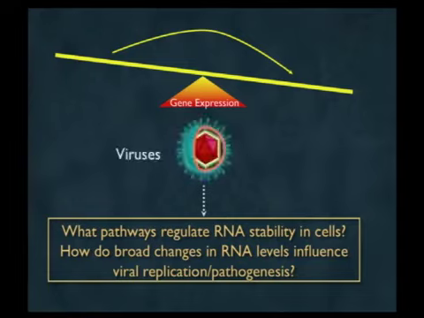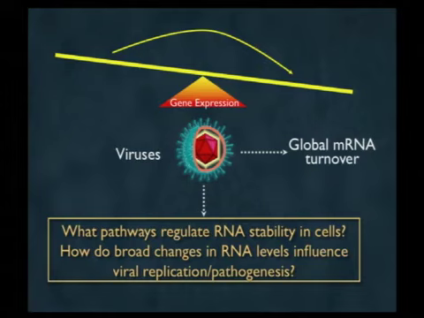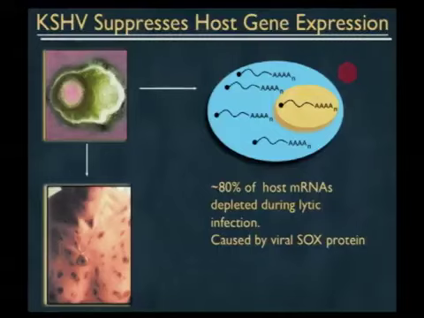And so to approach these questions, we study how viruses interface with these pathways, in particular, those viruses that can promote a widespread messenger RNA turnover phenotype in cells. Our primary model systems are gamma herpesviruses, like Kaposi sarcoma-associated herpesvirus, shown here. This is the etiologic agent of Kaposi sarcoma, one of the main AIDS-defining illnesses of the 1980s. It also causes several B-cell lymphoproliferative disorders.